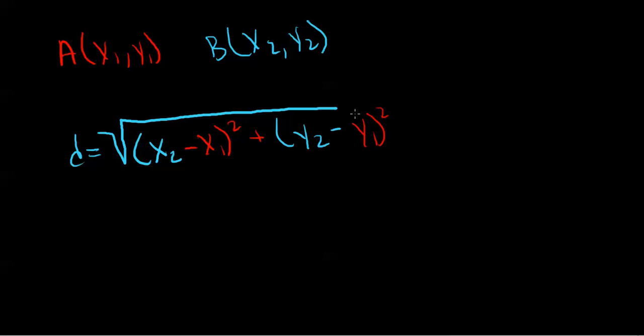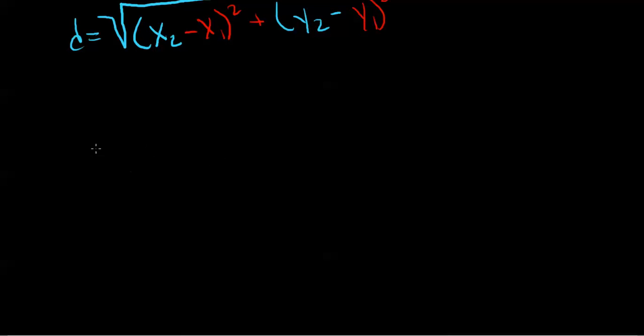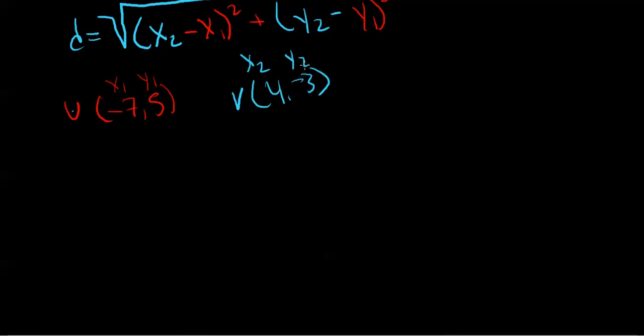Now we're going to go ahead and look at an example of this. We want to find out what the distance is between point U (negative 7, 5) and point V (4, negative 3). So let's go ahead and label our coordinates. We're going to make U's coordinates x1 and y1. We're going to make V's coordinates x2 and y2. Now we can go ahead and start substituting into the formula.